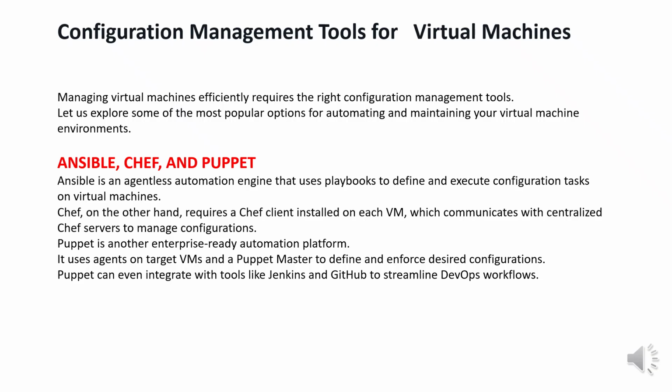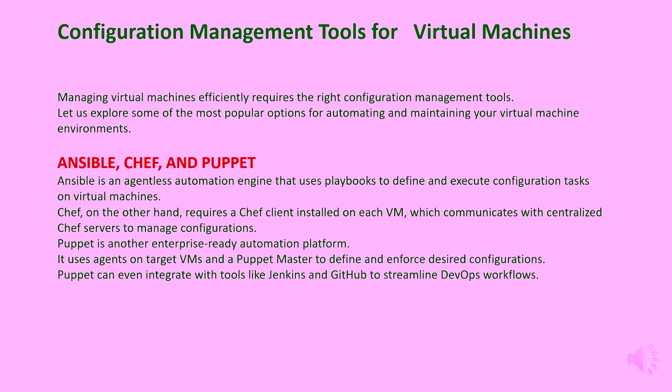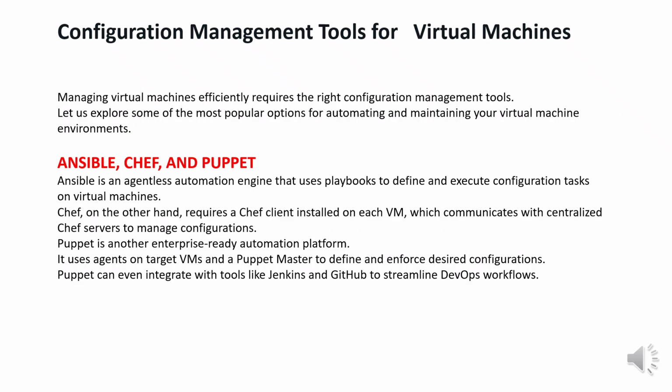Chef, on the other hand, requires a Chef client installed on each VM, which communicates with centralized Chef servers to manage configurations. Puppet is another enterprise-ready automation platform. It uses agents on target VMs and a Puppet master to define and enforce desired configurations. Puppet can even integrate with tools like Jenkins and GitHub to streamline DevOps workflows.